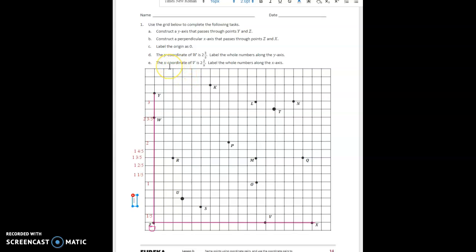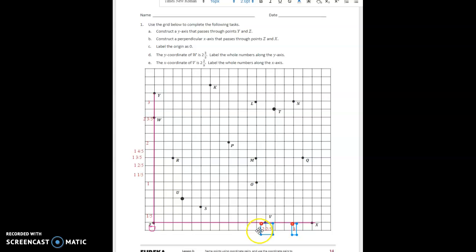For part E, it says the x-coordinate of V is 2 2/5. Well, here's the x-coordinate. Here's V. V is 2 2/5. So I'm just going to write here 2 2/5. Now we need to figure out everything else, right? So if we know this is 2 2/5, this is 2 3/5, 2 4/5, 2 5/5 is actually 3. And then 3 1/5, 3 2/5.